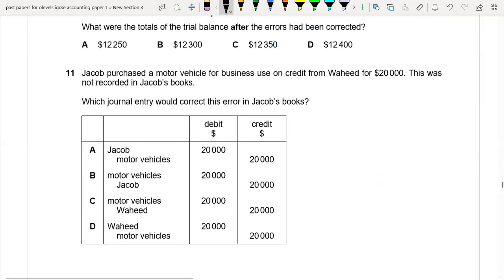Okay, question number 11. Jacob purchased a motor vehicle for business use on credit from Wahid for $20,000. This was not recorded in Jacob's books. Which entry would correct the error in Jacob's books? So this is very easy. If it is not recorded, it means that we can record it. What entry will we follow for this? Motor vehicle debit and Wahid credit. Simple. So C option is the right option.